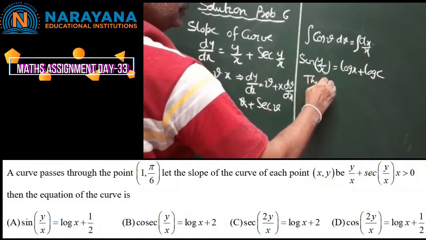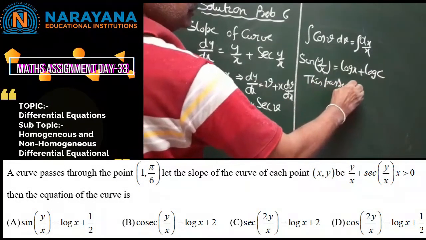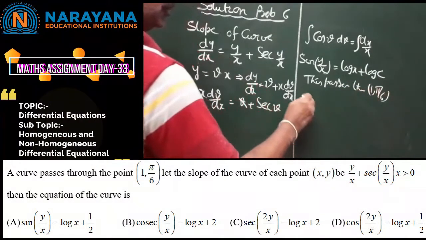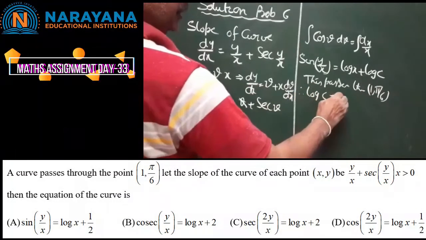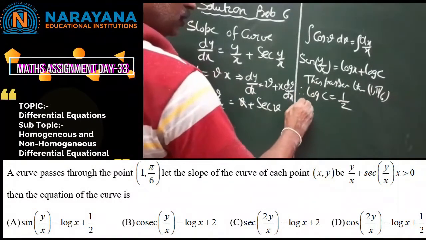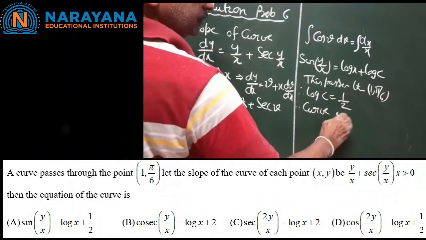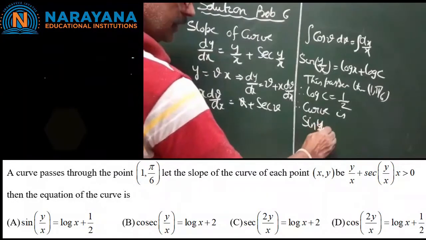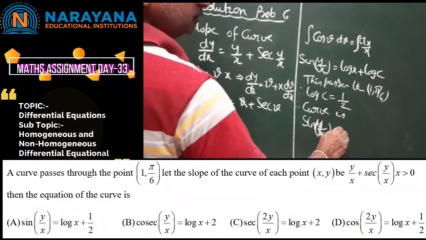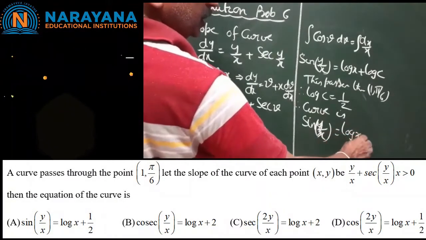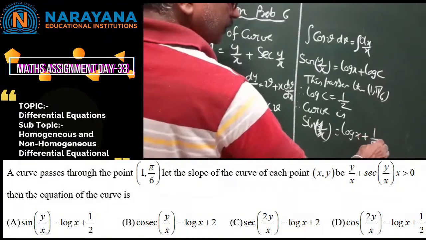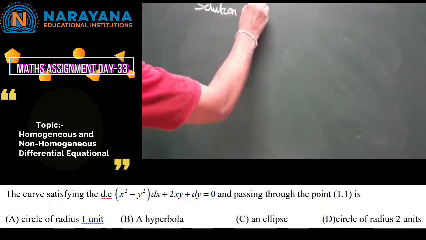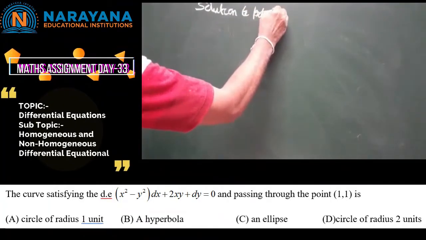This passes through 1 comma pi by 6. Therefore log c equal to 1 by 2. Therefore the curve is sin y by x is equal to log x plus, because log c is 1 by 2, 1 by 2. Solution to problem number 7.